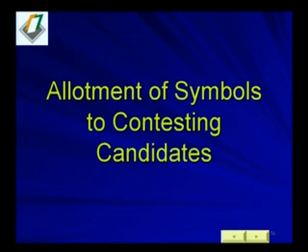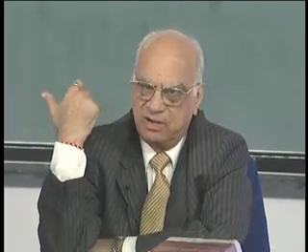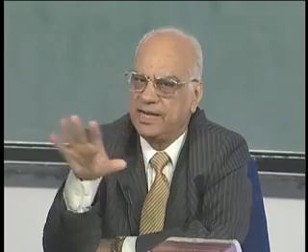Now we come to the allotment of symbols. As I told you first, allotment of symbols to the candidates is governed by the provisions of the Election Symbols Reservation and Allotment Order 1968. This is an order which the Election Commission has made. It is not in the act or in the rules, but we have invoked the provisions of Article 324, which gives us all powers, and also rules 5 and 10.